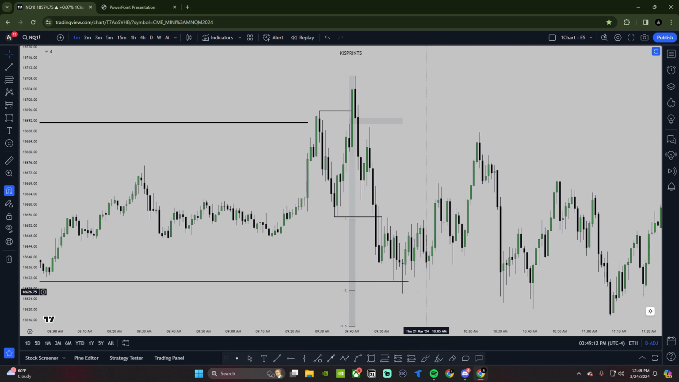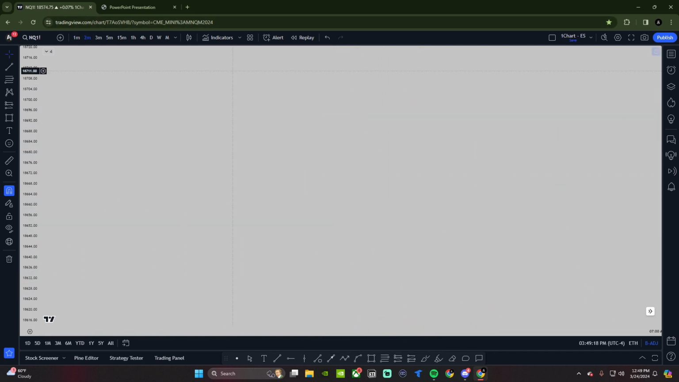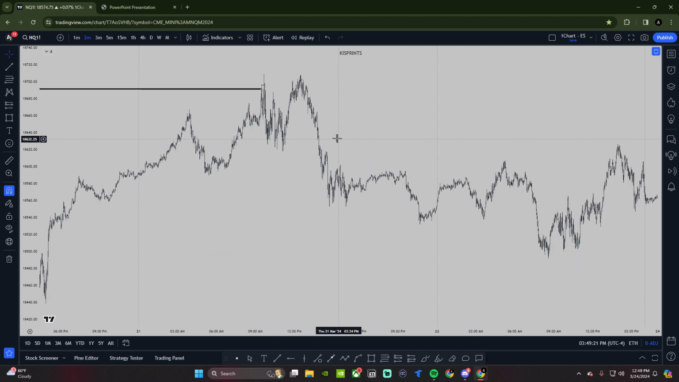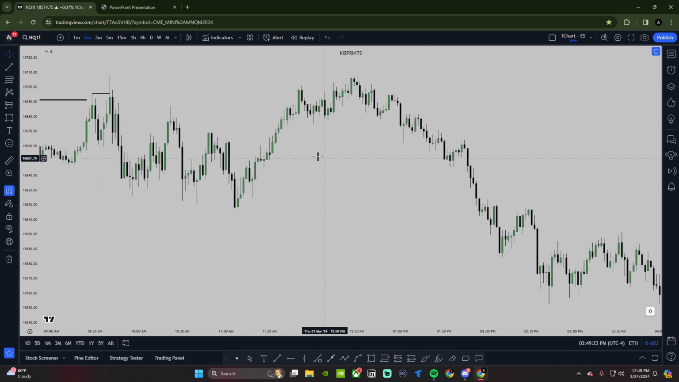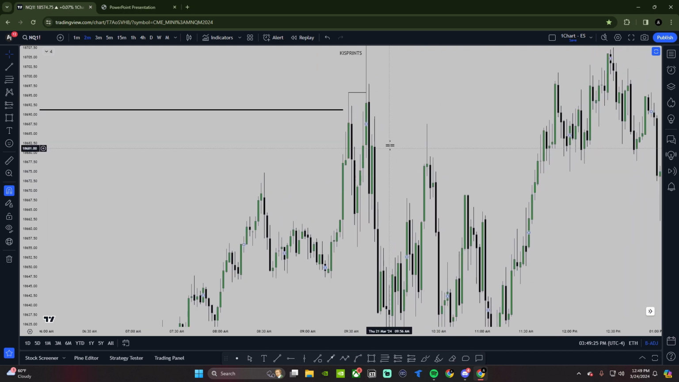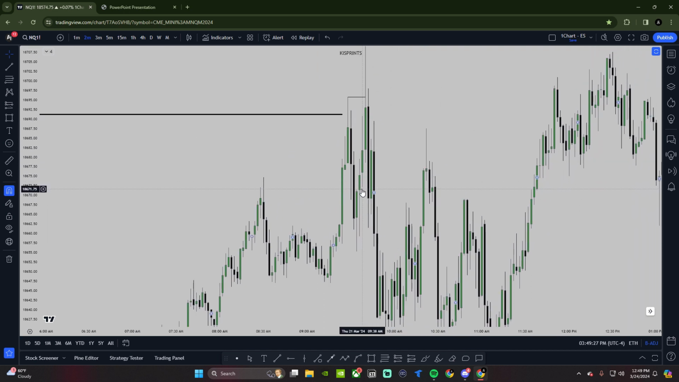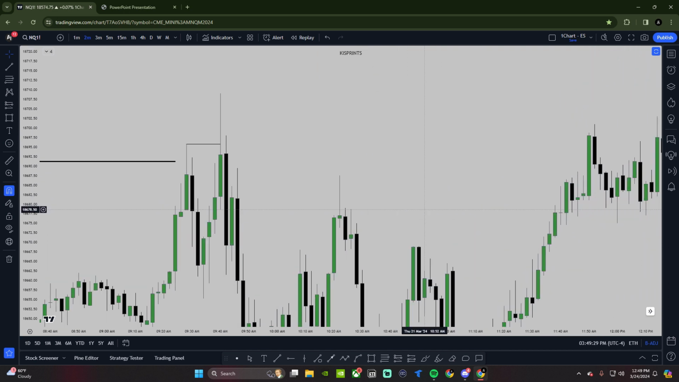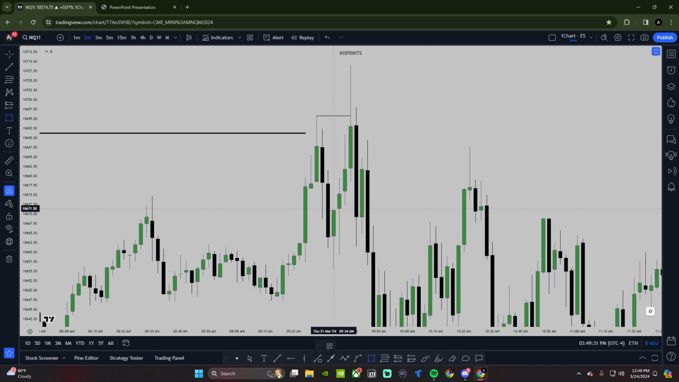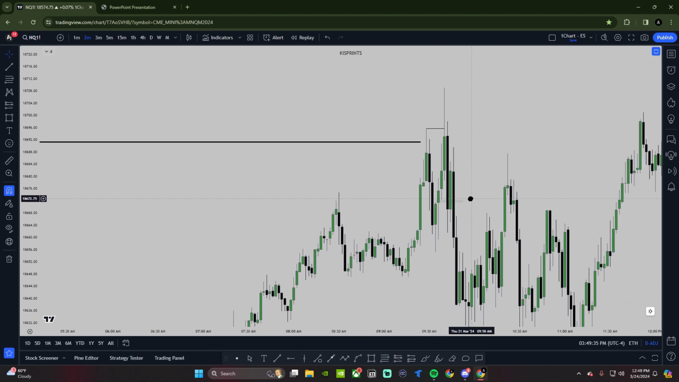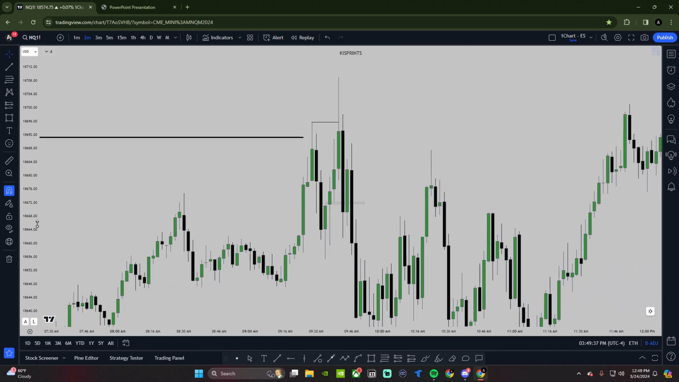But let's say you didn't want to use this leg. Let's say you wanted to use a leg with only one imbalance. So now let's look at that. Let's go to the 2 minute. On the 2 minute, there's a tiny little 2 minute imbalance here. Price does close below it. So let's say you enter off of this one right here.